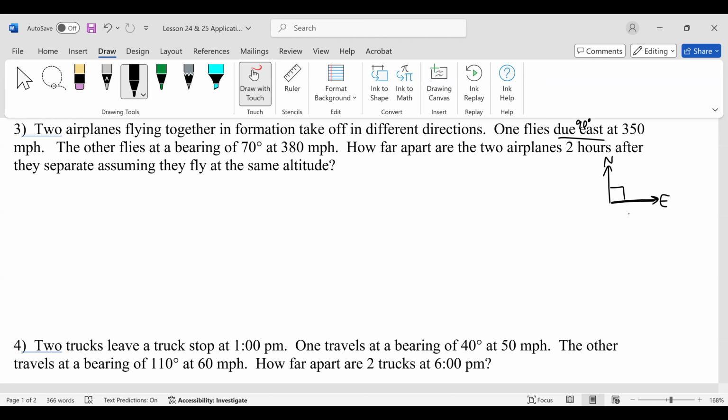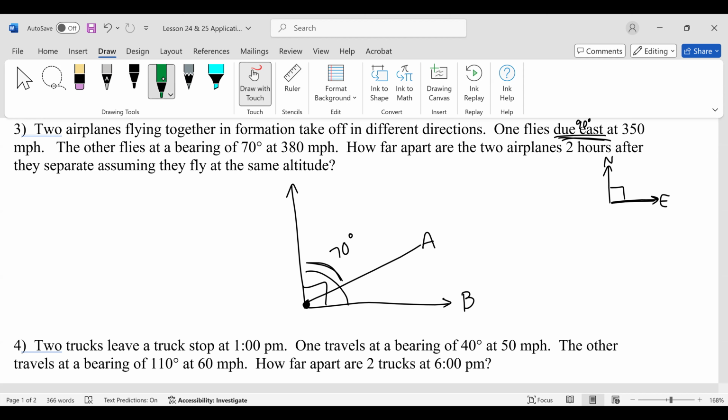The other flies at a bearing of 70 degrees. So let me draw this. This is your compass right here. We're going to start both planes right here. One of them goes at a bearing of 70 degrees. So I'm going to say that this is 70 degrees. And the other one went due east. So they just went straight east. That forms a 90-degree angle. So this plane, I'll call it B, this one I'll call it A. All right, so if this one went 90 degrees and this one went 70 degrees, what's the angle between them? 90 minus 70, that's 20 degrees between them.